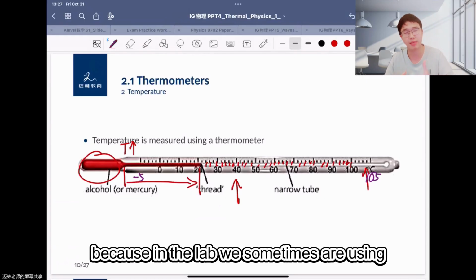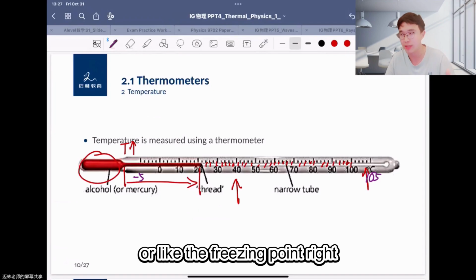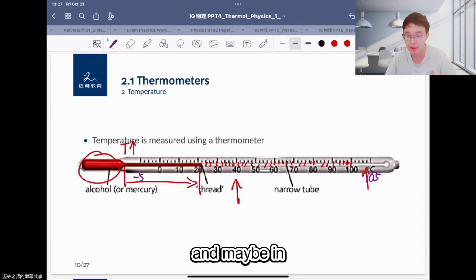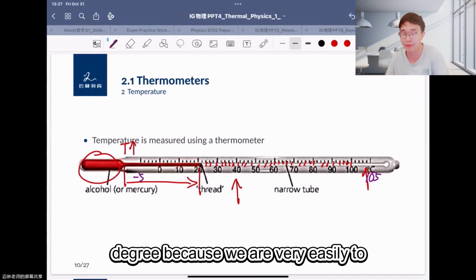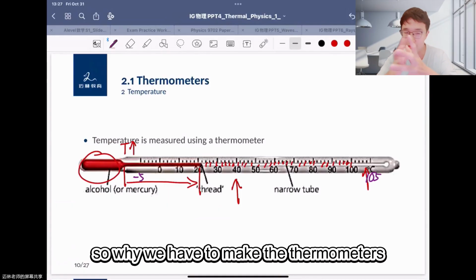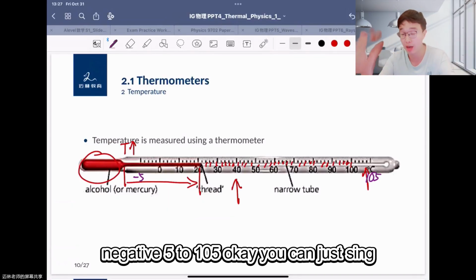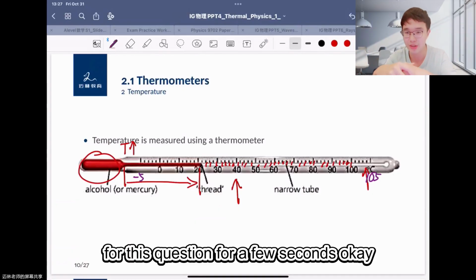Because in the lab, we sometimes use 0 degrees to measure the melting point or the freezing point, right? And maybe 100 degrees, because it is very easy to measure the boiling point, okay? So why do we have to make the thermometer's total measurement range from -5 to 105, okay? You can think about this question for a few seconds, okay?